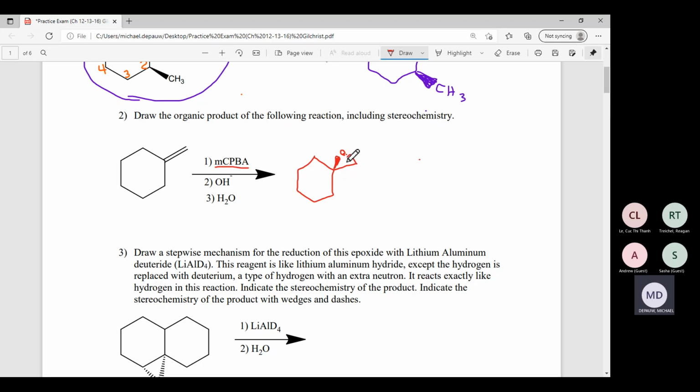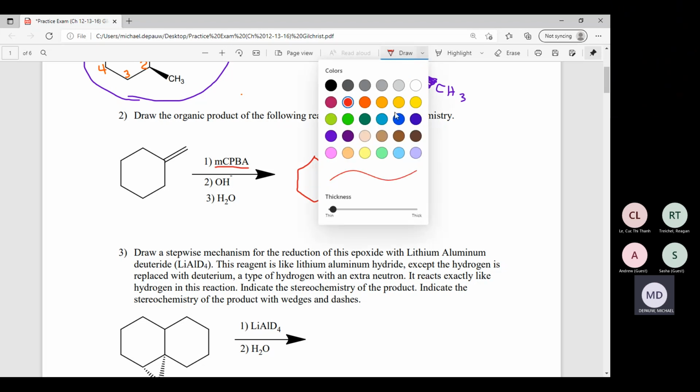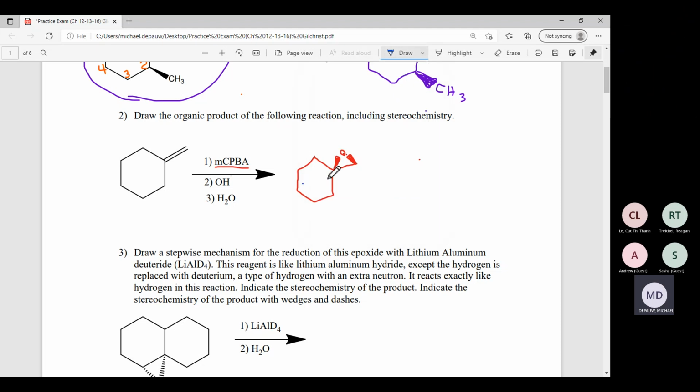And I've drawn this as a wedge, and you can draw it as a dash if you want, because the truth is you will actually get both. Technically speaking, it really doesn't matter, because neither one of these two carbons here or here is a chiral center.